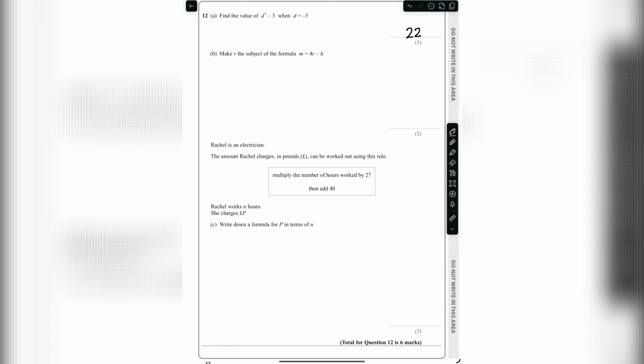In the second part of this question, we are asked to make r the subject of the formula m equals 4r minus h. So the first thing I'm going to do is add h to both sides. So I have m plus h, and that equals 4r. I'll write this as 4r equals m plus h. And in order to make r the subject, I need to divide this entire equation through by 4. So 4r divided by 4 equals r, and m plus h divided by 4 is simply m plus h over 4.